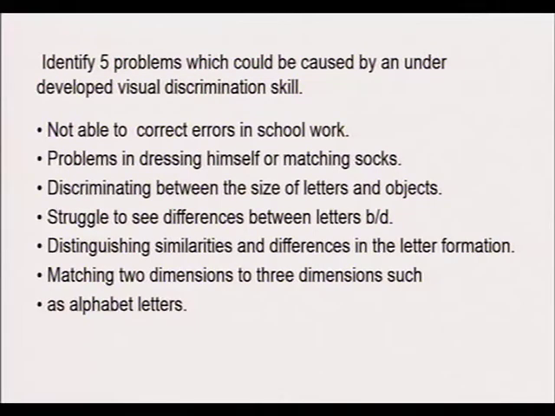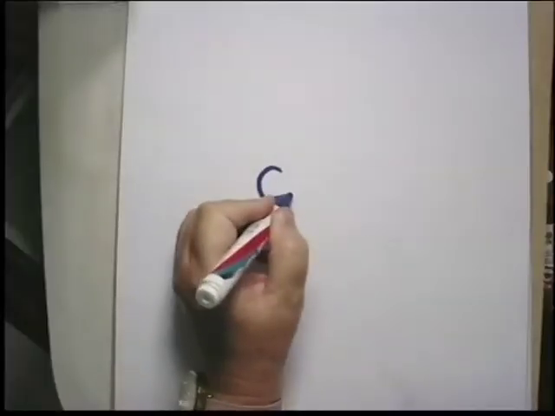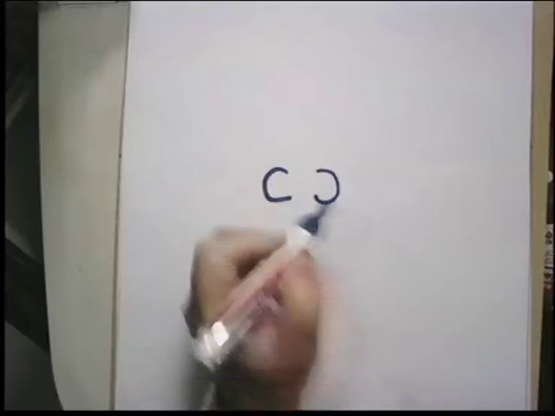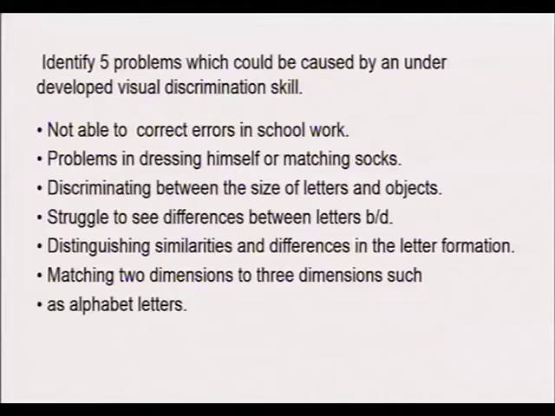For instance, I just want to show you here. If he draws, normally we draw C from left turn around, and he will make his the other way around. Matching 2 dimensions to 3 dimensions, such as alphabet letters.